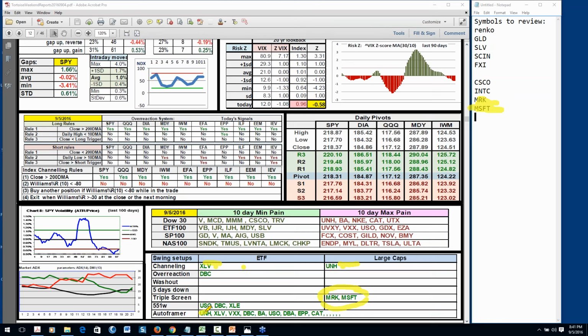Here's the auto framer on United Health, it's nice. So United Health is certainly going to go on my list. And we'll take a look at Caterpillar too because of the strength in basic materials and industrials. And we'll look at XLV as well.